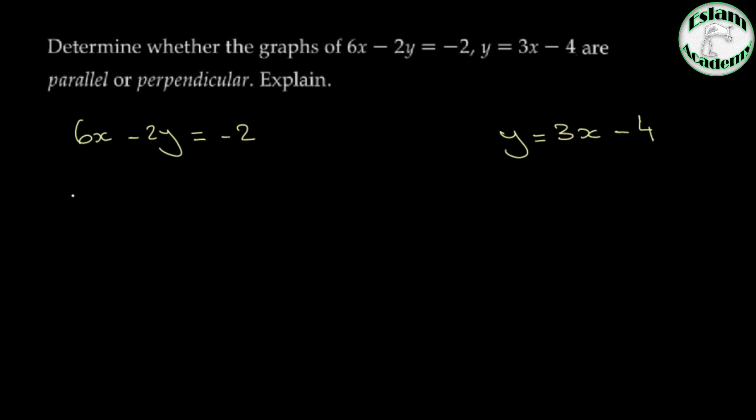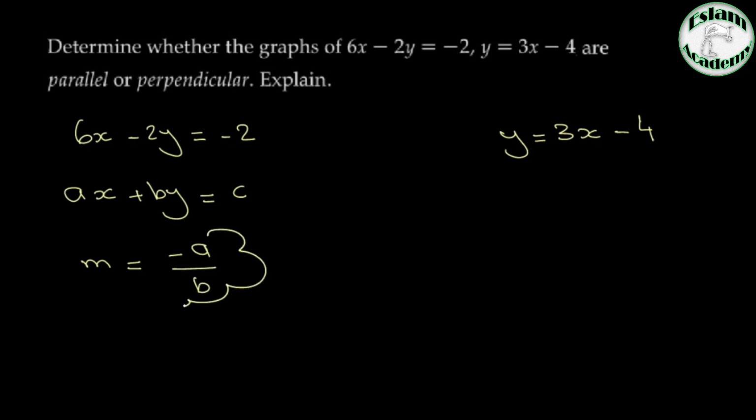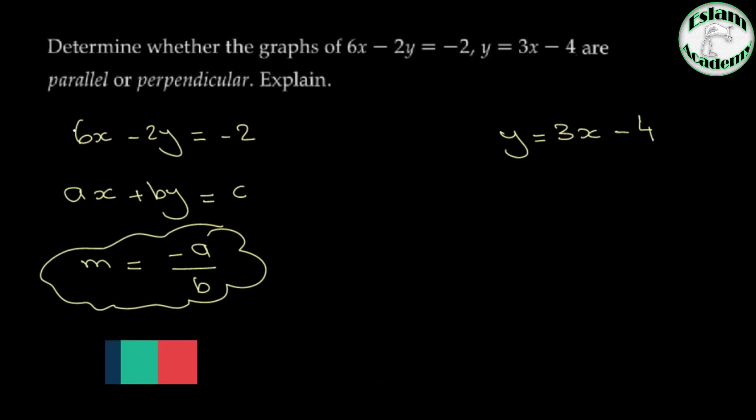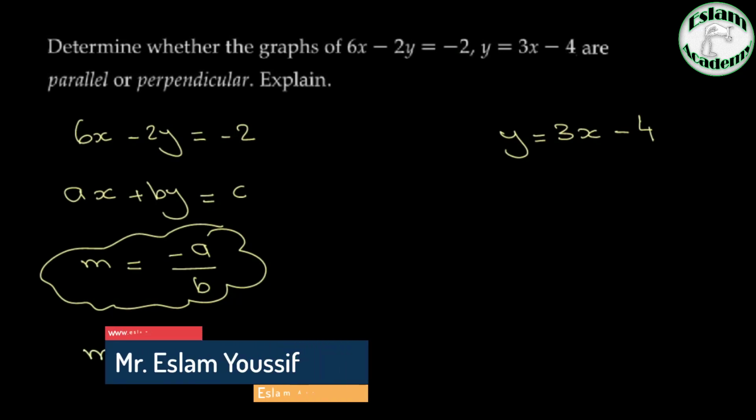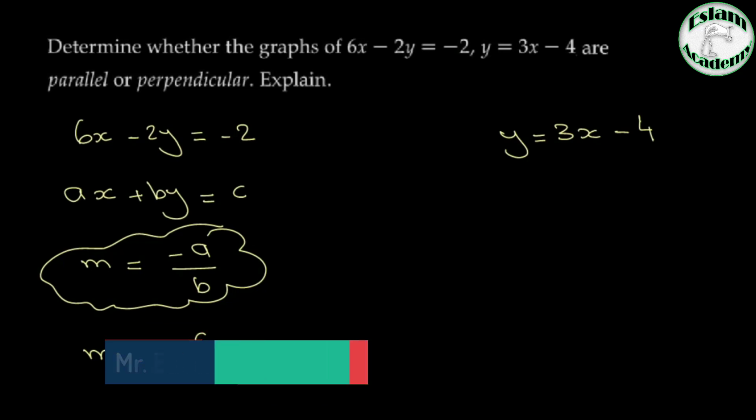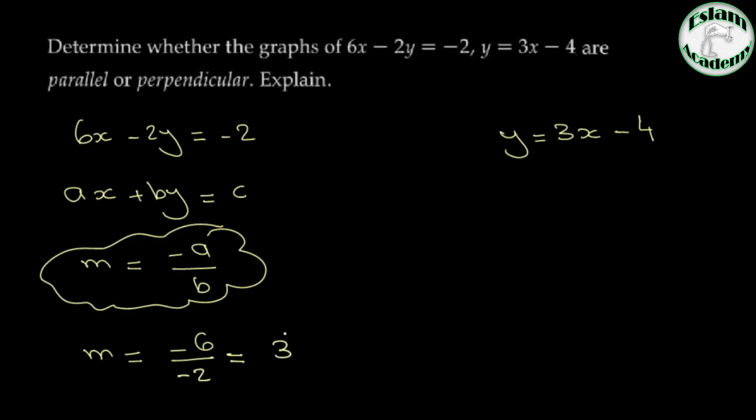This equation is written in standard form, the form ax plus by equals c. To find the slope of any equation written in standard form, it will be negative a over b. So the slope of a line written in standard form is equal to negative a over b. From this equation, m is equal to negative a, which is negative 6, over b, which is negative 2. So the slope now will be equal to 3.